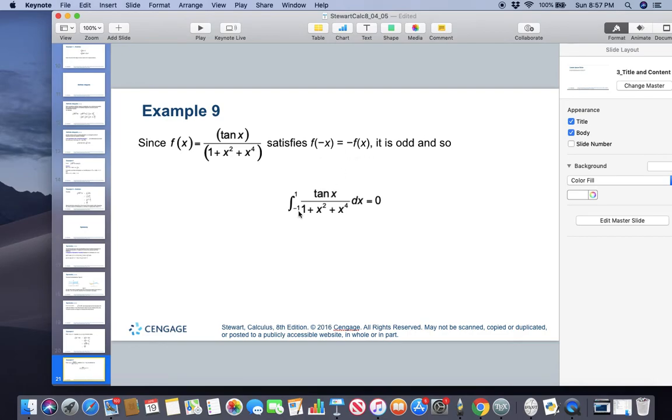For odd functions, from a negative number to the same positive value, the integration is 0. So you might not be able to find the antiderivative and evaluate it at the endpoints. You don't have to. That's the point of odd functions. As long as your function is odd and the endpoints are symmetric, then the integration is 0.